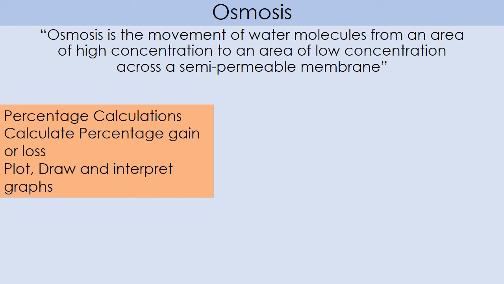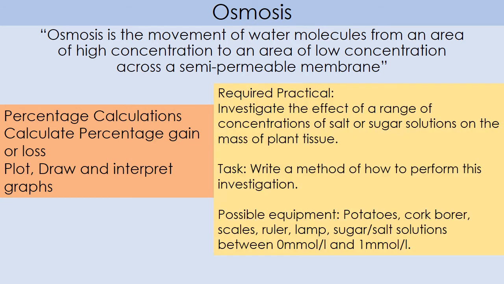In the exams, the times you might be asked about it are either as part of a larger question where we're looking at active transport and osmosis, for example, how to make stoma open with those guard cells, or you may have to do the required practical, which will assume that you know how to do calculations, so percentage calculations for loss and gain, also being able to draw graphs and interpret those.